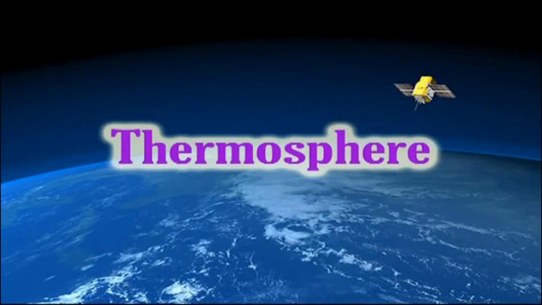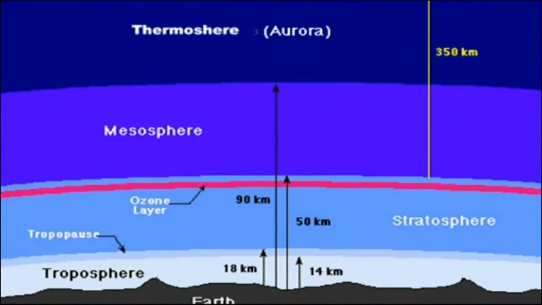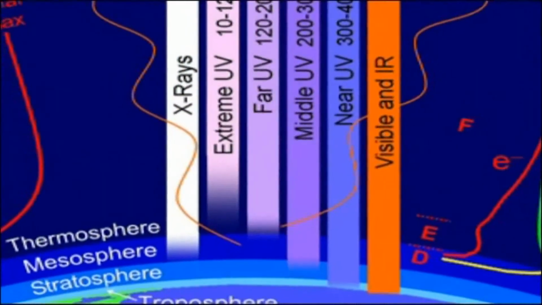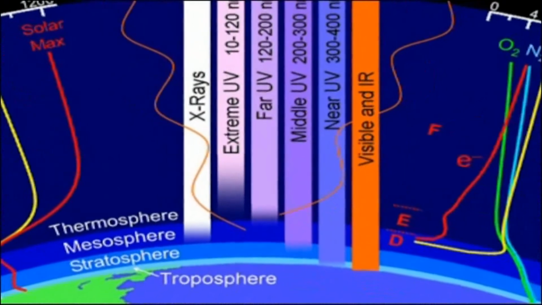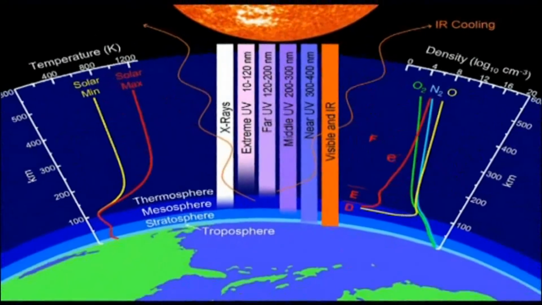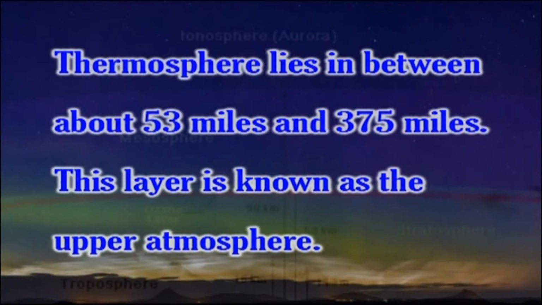The last layer of the atmosphere is the thermosphere. It is separated from the mesosphere by a boundary called the mesopause. Air temperature increases again in this layer due to the absorption of solar radiation by oxygen molecules. The thermosphere lies between 53 miles and 375 miles. This layer is known as the upper atmosphere.